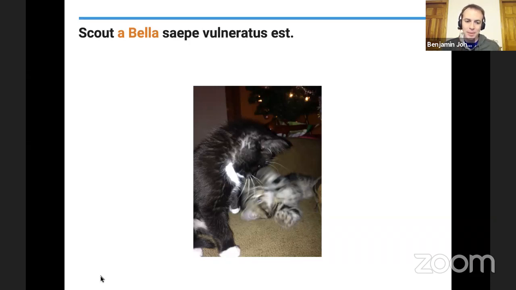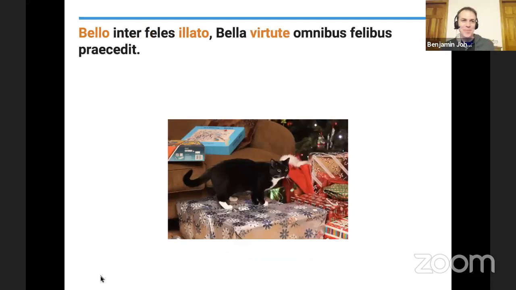Now the difference between means and agent is you'll see an agent being used with the preposition ab or a. And means doesn't really have a preposition. And they're both often used with passive verbs here, but means is usually never a person. Animals can kind of go either way. I chose to anthropomorphize Bella here.